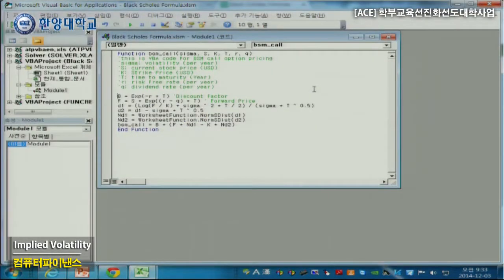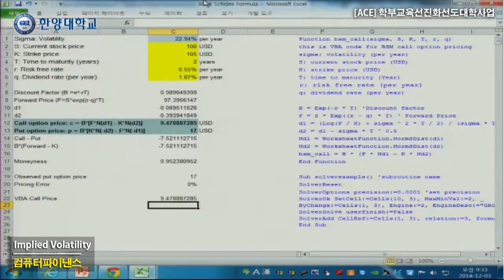Because you defined the function. Now something like this. Function at BSM core and then from C1 to C6, C1, C2, C3.